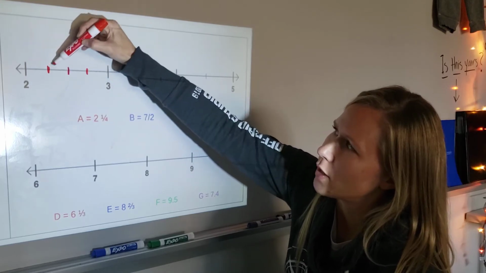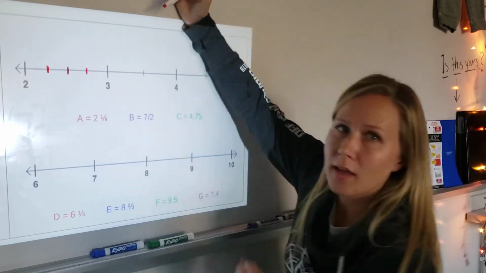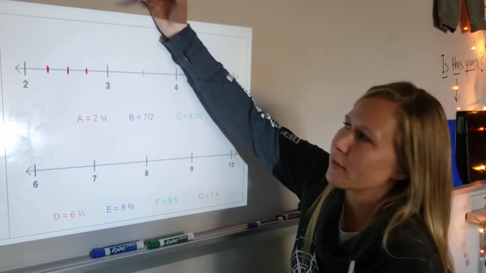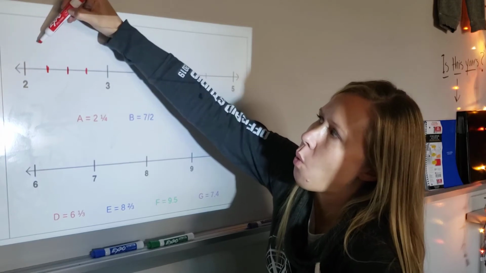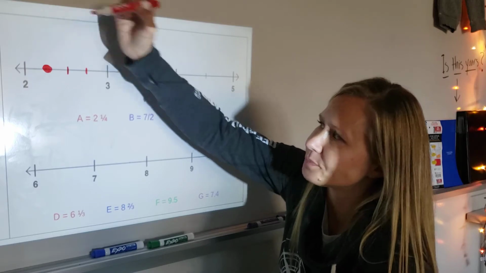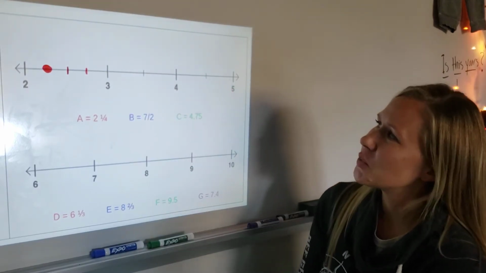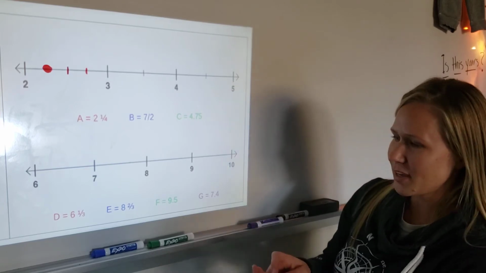There we go. Let's jump. 1, 2, 3, 4. That's 4 spots. Okay, so we want 2 1/4. So we're going to start at the 2, and we're going to jump 1/4. There is 2 1/4. So 1/4 isn't too bad to graph there, is it? 2 1/4.